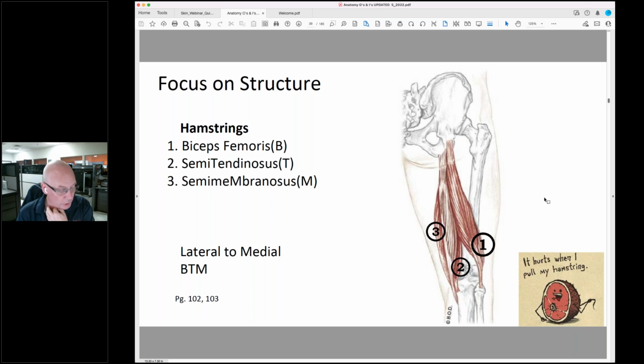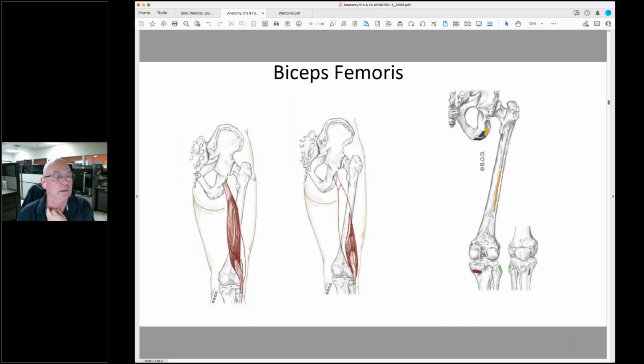All right. So let's go ahead and go to the biceps femoris. So biceps being two heads, it's got two different places coming up here and attaching, or the origin. So that's the difference.